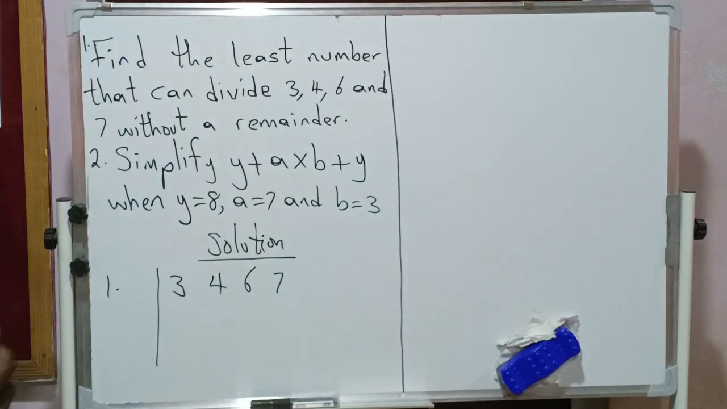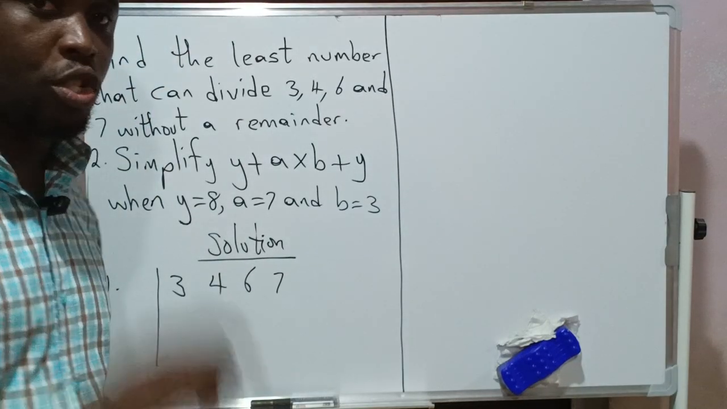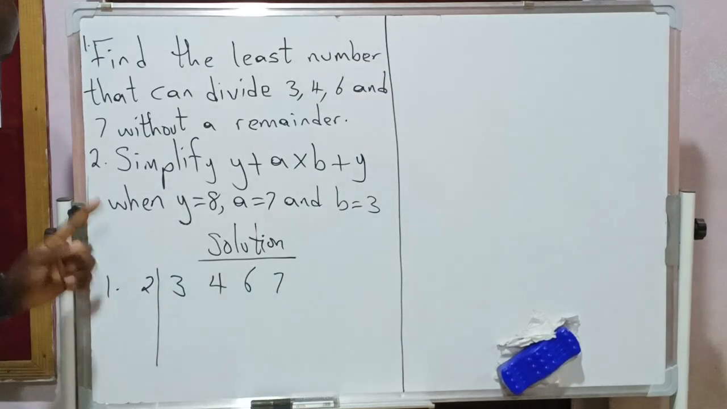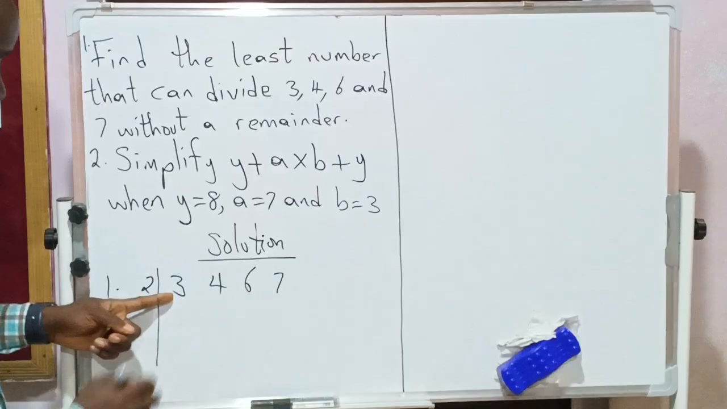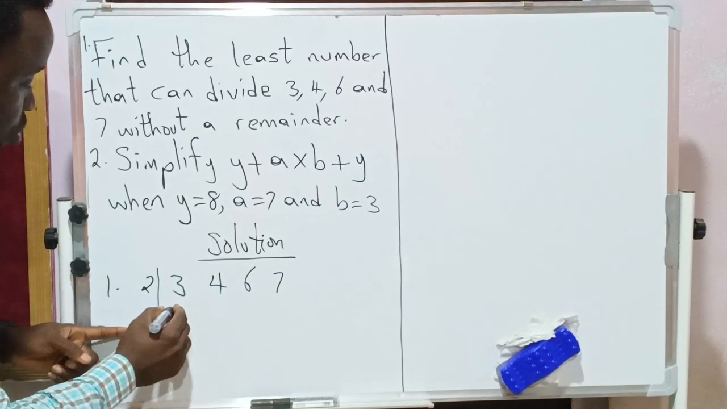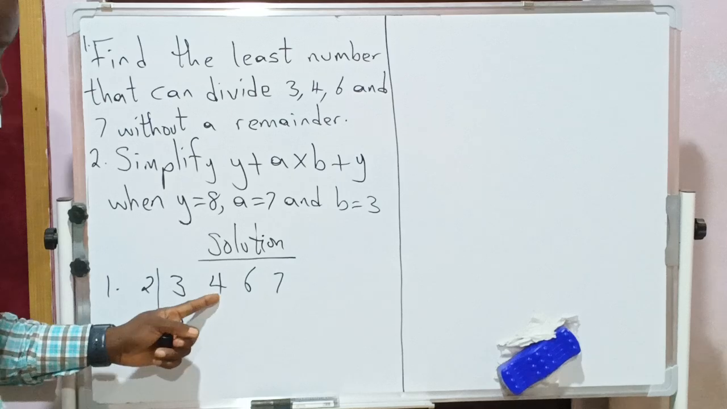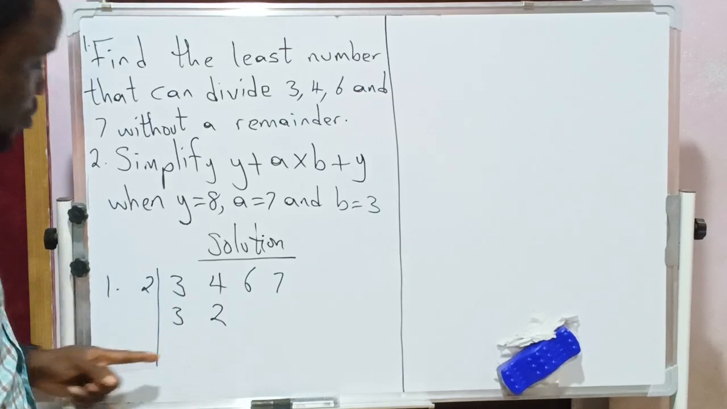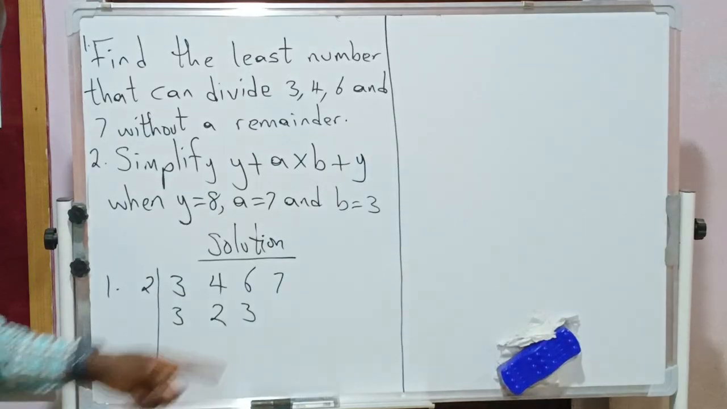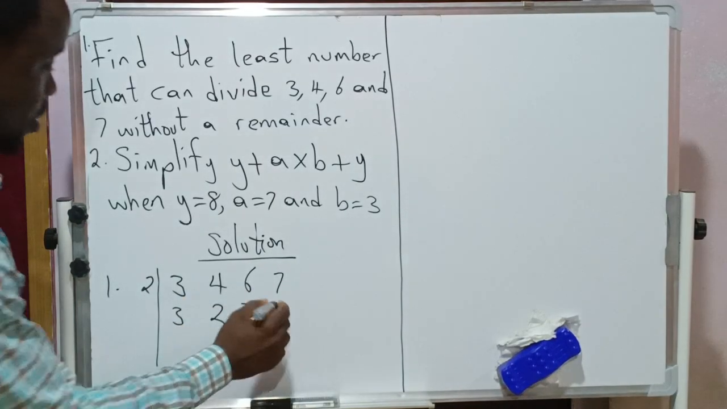Usually you start with the lowest number, which is 2. Remember, if I use 1, it will just look like repetition. So, we're going to start with 2. Now, which of these numbers can 2 divide? 2 will divide 3, but there will be a remainder, so we don't need remainder. So, I'm going to repeat the 3. Can 2 divide 4? Yes. How many times? 2. Can 2 divide 6? How many times? 3. Can 2 divide 7? No. So I will repeat the 7.